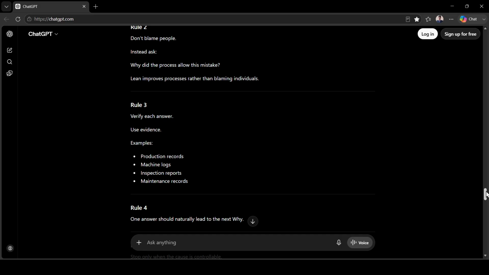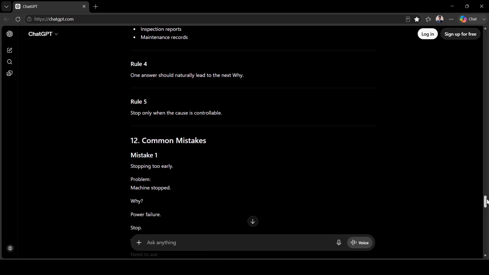Rule 3, verify each answer. Use evidence. Examples: production records, machine logs, inspection reports, maintenance records. Rule 4, one answer should naturally lead to the next why. Rule 5, stop only when the root cause is controllable.